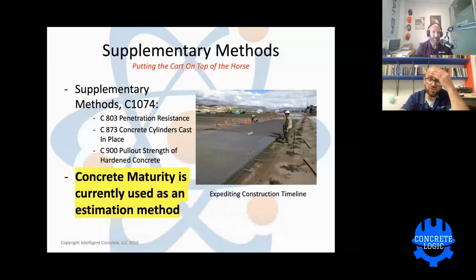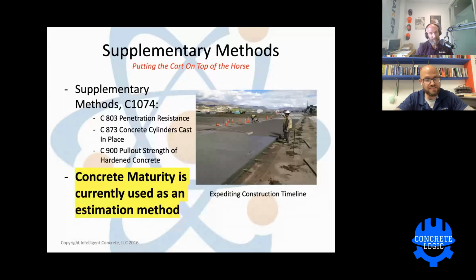And yeah, something else that bothers me, and I'll shut up for more questions after this. There are maturity companies out there who are selling this technology, amazing technologies, and they're telling people to throw out cylinders. That's not what you're supposed to do. It's an estimation method. It's not the way. It can't replace cylinders. It can't replace everything.